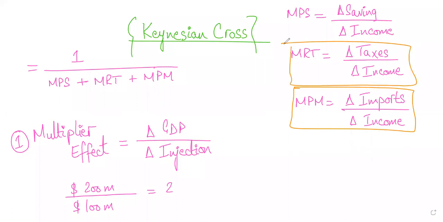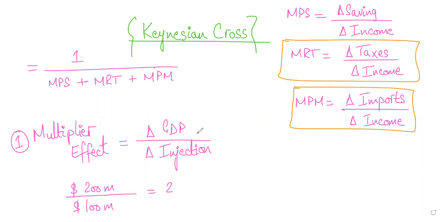And imports are not the products that are produced in your own home country. In fact, these are the products that are produced in some other country, right? Foreign country. So that's why it's a leakage. Does it make sense? Is everyone clear on this?